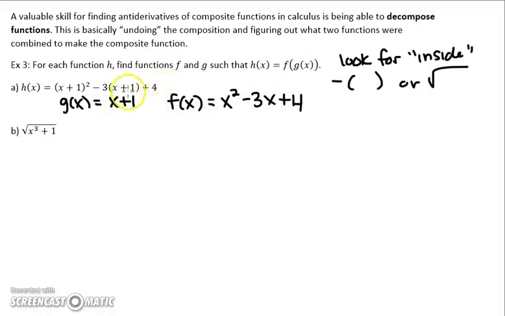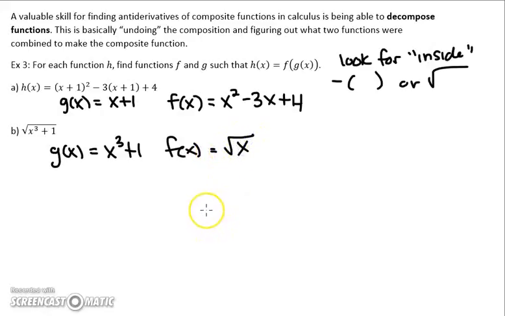So if we're looking at b, again, we want to look for the inside, so we're looking for parentheses or radicals. We have a radical, so what's inside our radical, we're going to call g of x. So that's going to be x to the third plus 1. And wherever you saw g of x, so in this case x to the third plus 1, we're going to replace that with an x for when we call this f of x. So again, if we're going to check our work, we can take g of x, plug it into f of x, and we're going to end up right here.